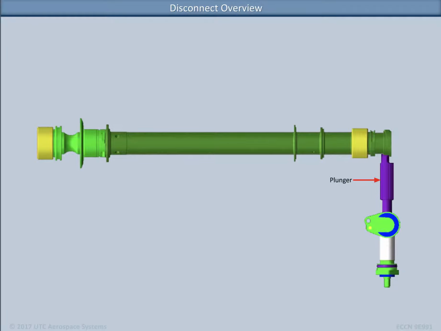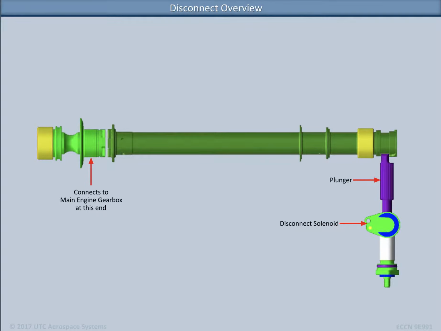The plunger moves upward after the disconnect solenoid push rod is withdrawn. The rotating input shaft unscrews itself from the gearbox end of the input shaft. The end result is that the VFSG input shaft is no longer connected to the main engine gearbox. Click the forward arrow to learn more about thermal disconnect.